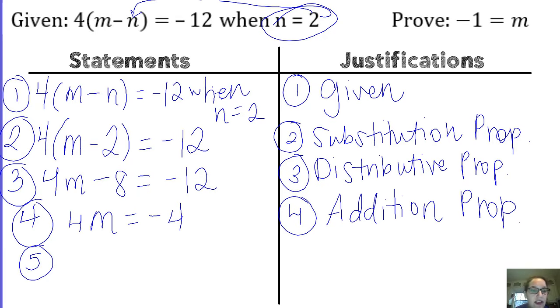And then I want to get the m all by itself, and so I would divide off the 4. So I divide by 4 on both sides. So 4m divided by 4 is m.